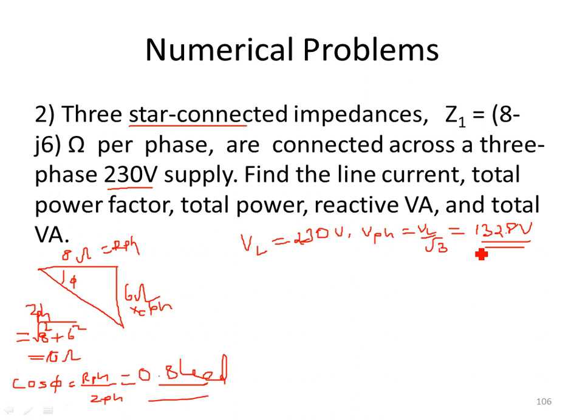That is phase voltage. Now, how to find phase current? Phase current I phase is given by voltage per phase, V phase, divided by Z phase. What is V phase? It is 132.8 divided by Z phase, which is 10 ohm. So the answer is 13.28 ampere.